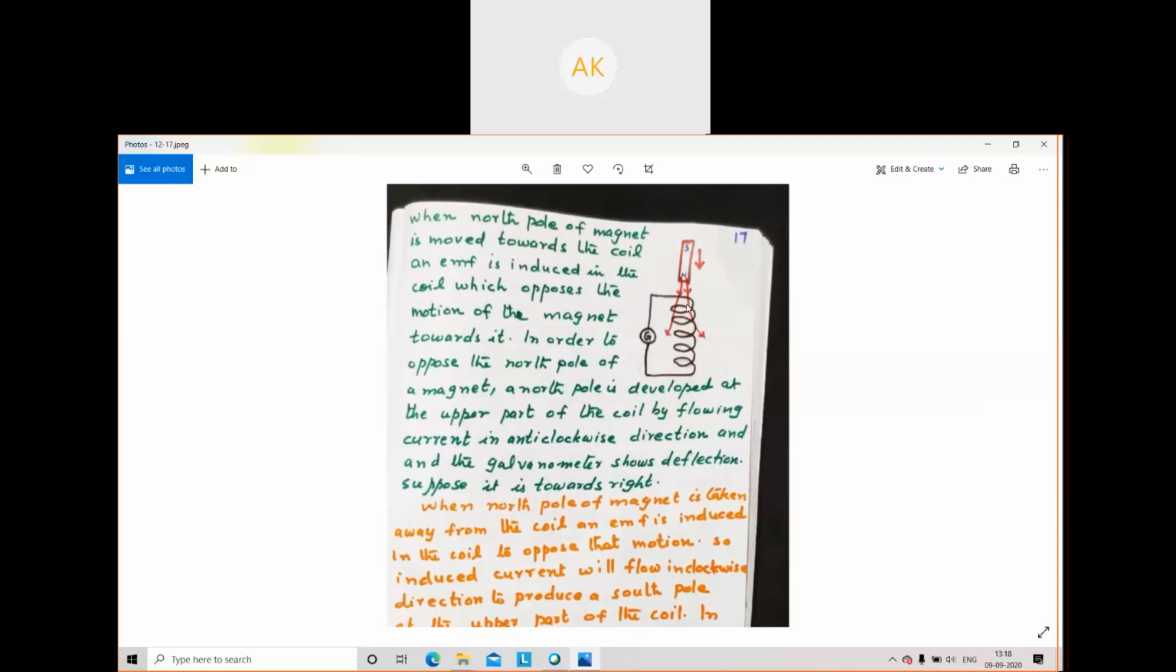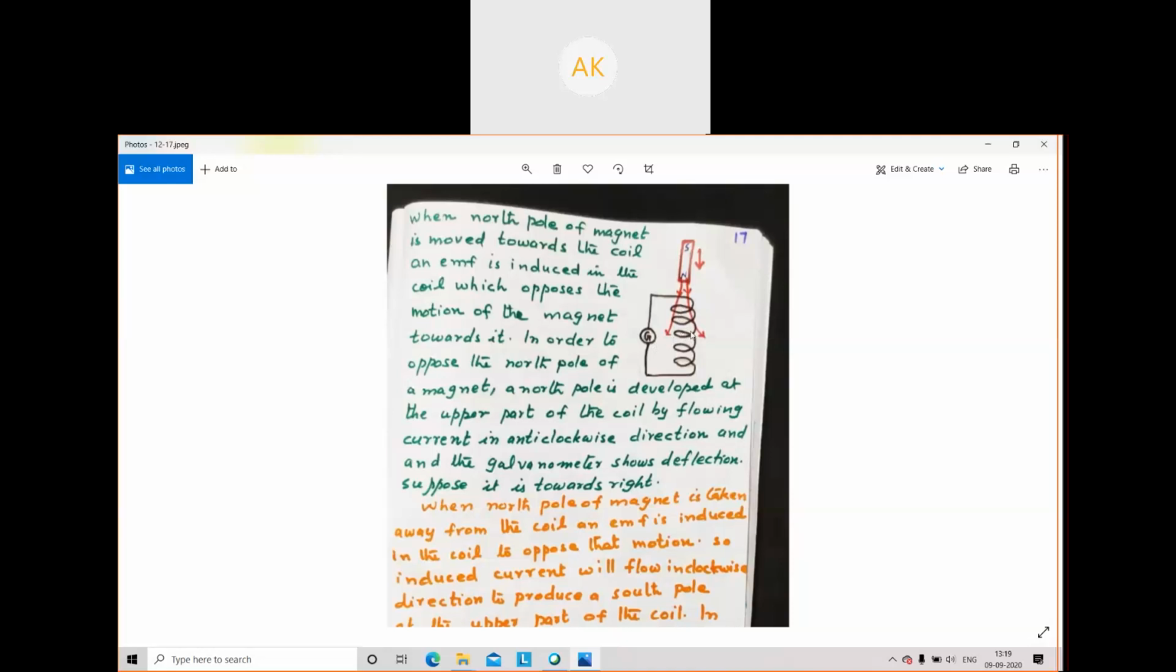So whenever there is a change in magnetic flux, an EMF will be induced in the coil. That is Faraday's law. According to Faraday's law, an EMF will be induced in it. How will you detect the presence of EMF? Whenever there is an EMF, current will flow through the coil, and that will be detected in the galvanometer. So when the north pole is moved towards the coil, we can see a deflection in the galvanometer, which shows that a current is induced in the coil.